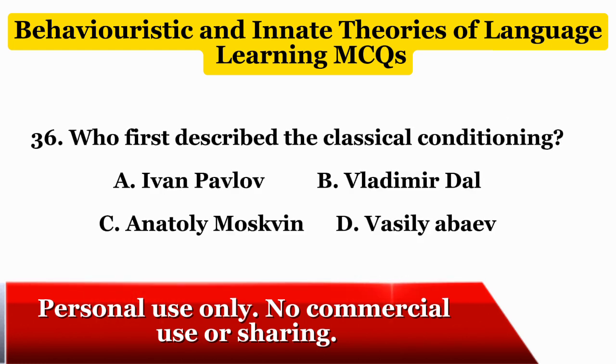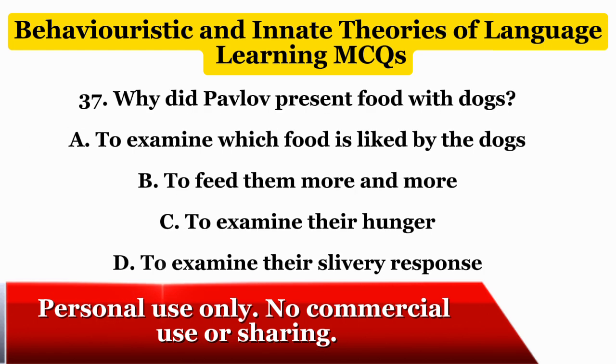Who first described the classical conditioning? Ivan Pavlov, Vladimir Dol, Anatoly Moskvin, Vasily Abev. Right option is A. Ivan Pavlov first described the classical conditioning. Why did Pavlov present food with dogs? To examine which food is liked by the dogs, to feed them more and more, to examine their hunger, to examine their salivary response. Right option is D. Pavlov presented food with dogs to examine their salivary response.